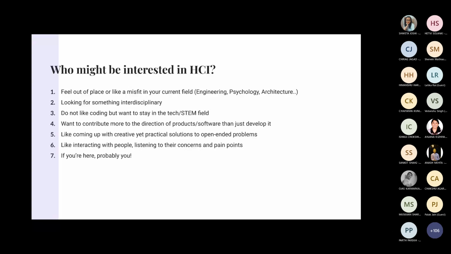If you like to interact with people and listen to their concerns and pain points, this is something UX researchers do. We're going to get to that soon. And again, if you're here in this seminar, you are probably already interested. So I hope that I can help you with whatever decision you want to take.